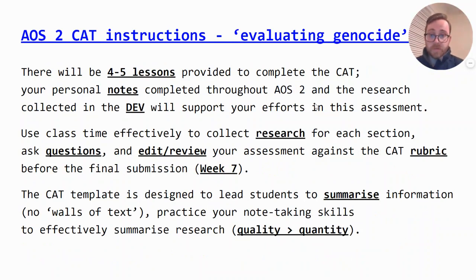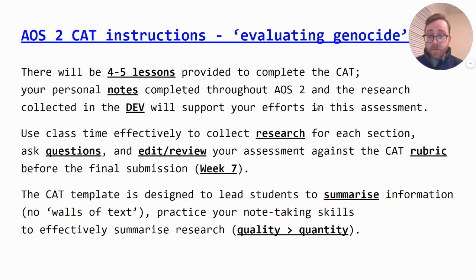There will be 4 to 5 lessons provided to complete the CAT. Your personal notes completed through Area Study 2 and the research in the dev, again, will support your efforts in this assessment. Use class time effectively to gather research for each section. So there's roughly 4 or 5 sections. Try and smash out one each lesson.